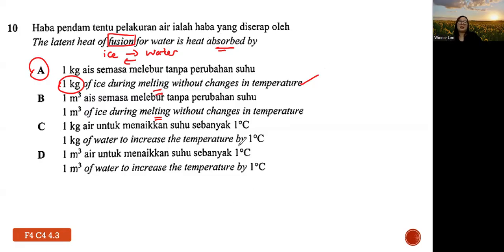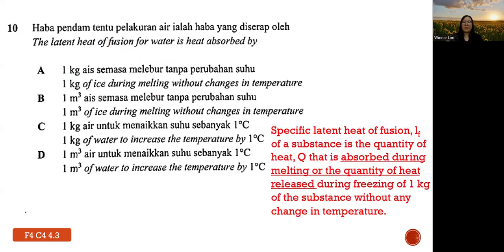C and D, the idea is related to specific heat capacity. So this is the definition of specific latent heat of fusion: the quantity of heat that is absorbed during melting, or heat that is released during freezing, of 1 kg of substance without change in temperature.